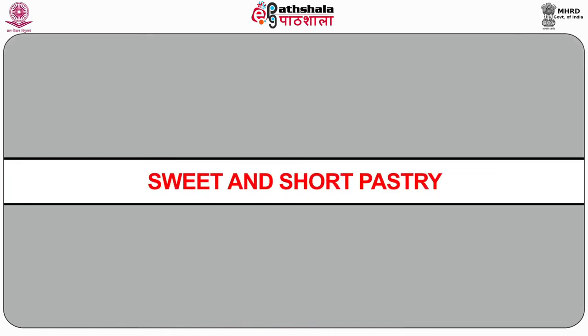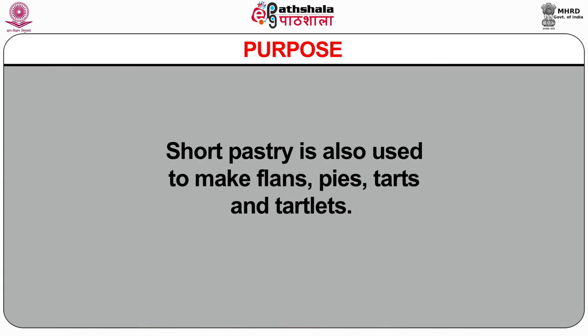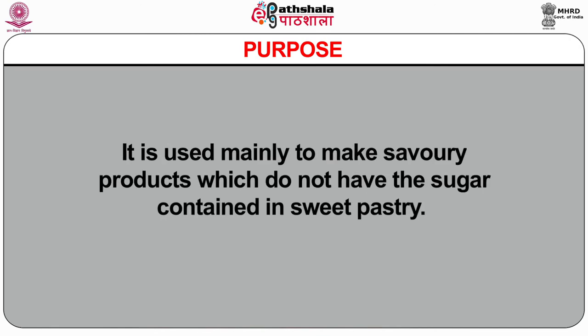Sweet and short pastry. Purpose. Also known as a versatile pastry, sweet pastry is used to prepare various confectioneries like flans, pies, tartlets, petit fours, tarts and biscuits. The key identity of a sweet pastry is that it should melt in your mouth. Short pastry is also used to make flans, pies, tarts and tartlets. It is used mainly to make savory products which do not have the sugar contained in sweet pastry.